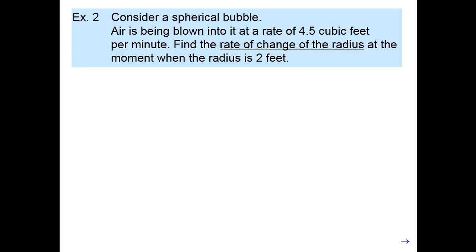So what do we know here? We know that dV/dt is 4.5. How did I figure that out? Well, we were told that the air was being blown into it at a rate of 4.5 cubic feet per minute. Cubic feet is a measurement of volume, so the per minute tells me that that's the rate of change of volume, or dV/dt. And we know that r is 2. That's the moment we're interested in. So that's the given information.